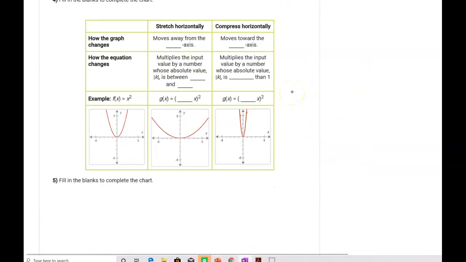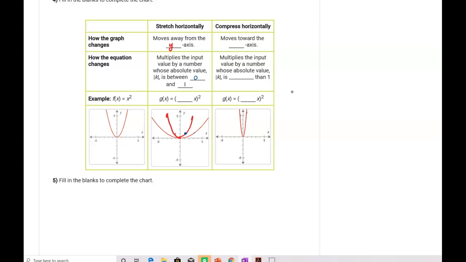Now here, when we stretch horizontally, that means we're moving away from the y-axis. If you look, when I get wider, if I graph my parent function like this, it's carrying this point here away from the y-axis, isn't it? So when we say it stretches horizontally, it moves away from the y-axis, and if it gets wider, that means your k value is between 0 and 1.